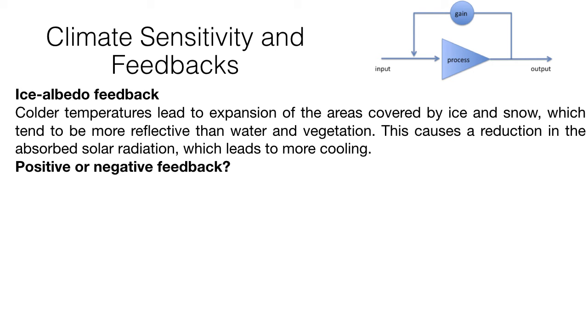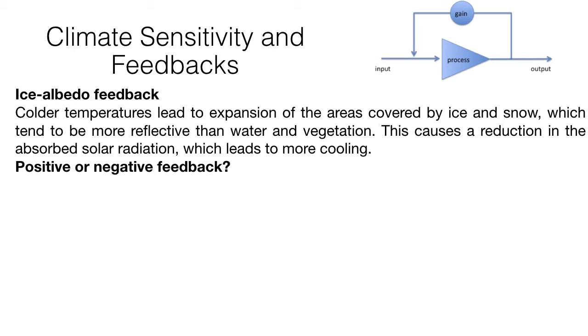We'll see some feedback. Ice albedo feedback. Cold temperature leads to expansion in the areas covered by ice, which tends to be more reflective than water and vegetation. The ice will reflect more, so cold creates more ice. This causes a reduction in the absorbed solar radiation, which causes more cooling, because more is reflected, again less heat will come in, again more ice will be available.